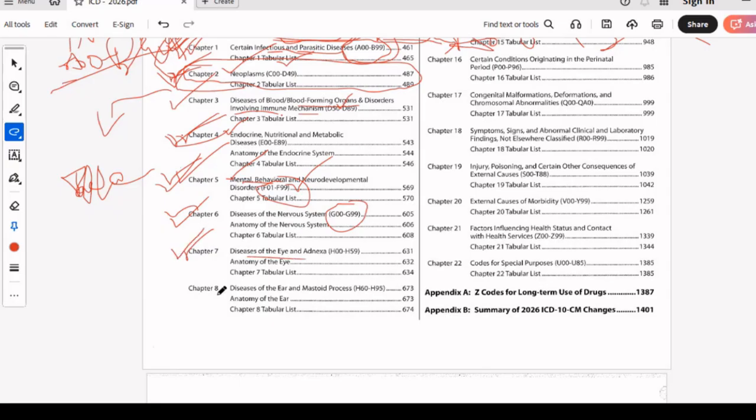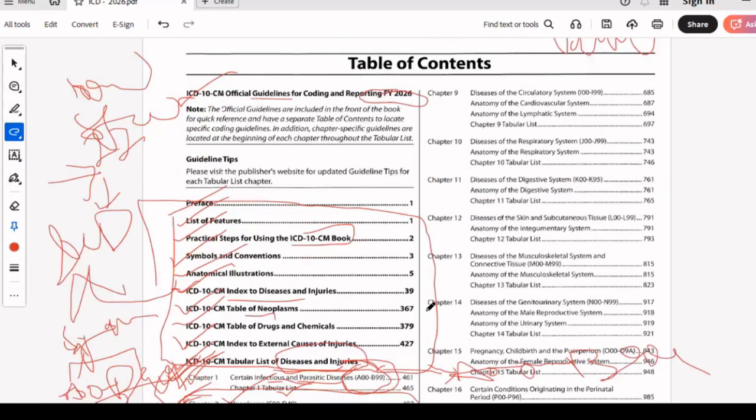Whatever the conditions which are related to eye, right? We have glaucoma, right? We have ocular hypertension, right? These all, Sicca syndrome, right? All these conditions will come under chapter 7, H category. Which category? H category. And ear and mastoid process. Ear and mastoid is nothing but the conditions or the diagnosis related to ear. All these conditions will come under chapter 8.